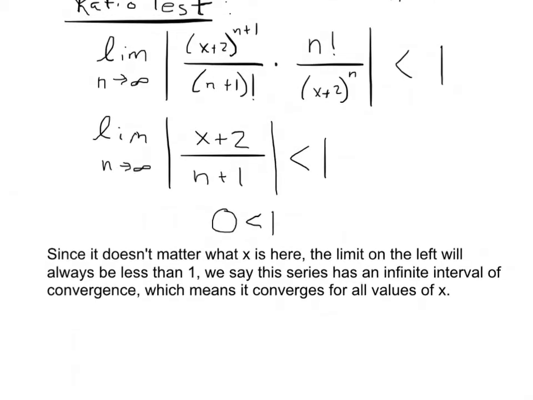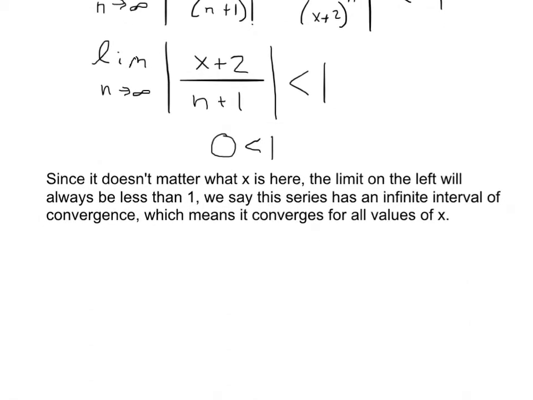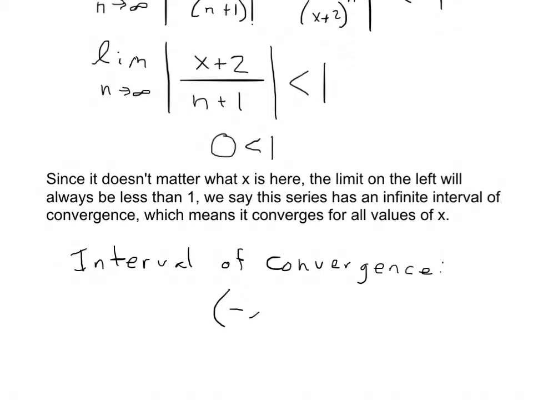So there we go. Since it doesn't matter what x is here, the limit will always be less than 1. We say the series has an infinite interval of convergence, which means that it converges for all values of x. So if the problem were actually saying, hey, what is the interval of convergence? Well, the interval of convergence would be from negative infinity to positive infinity, right? This gives you the set of all values of x for which this series will converge, right?